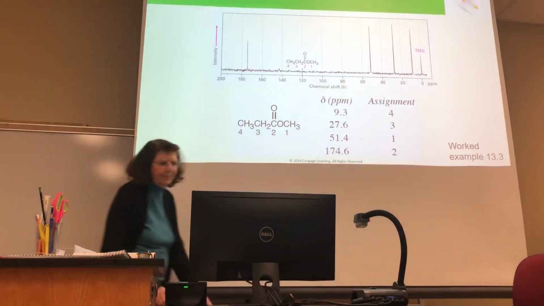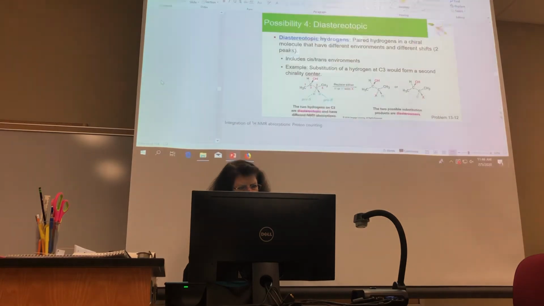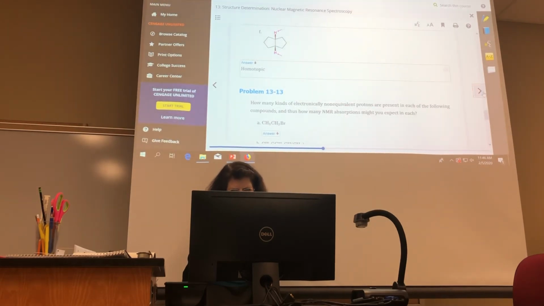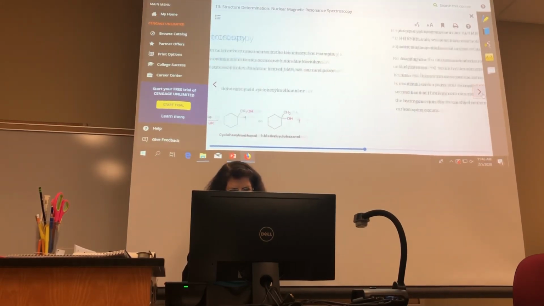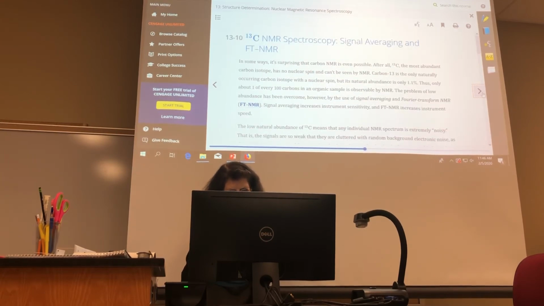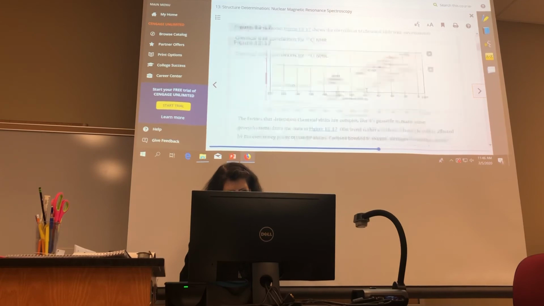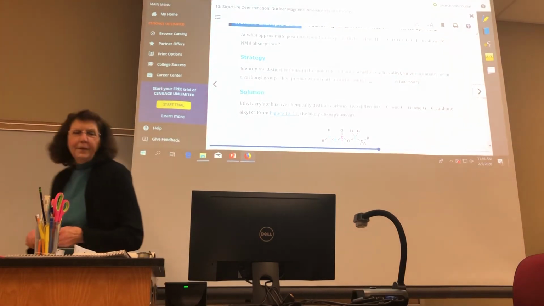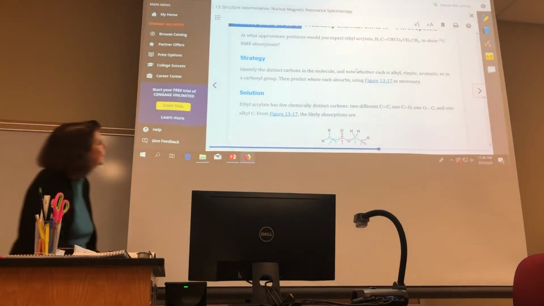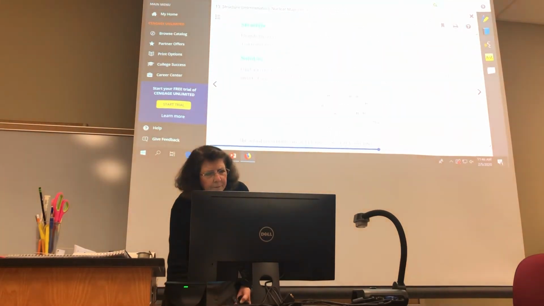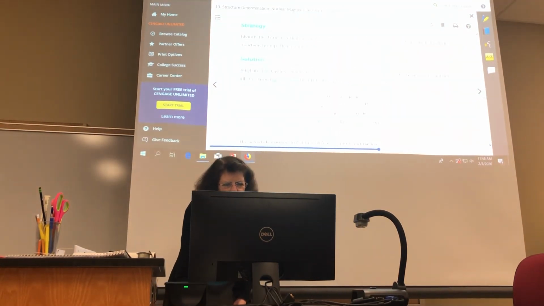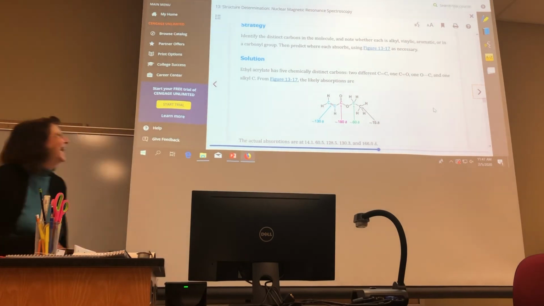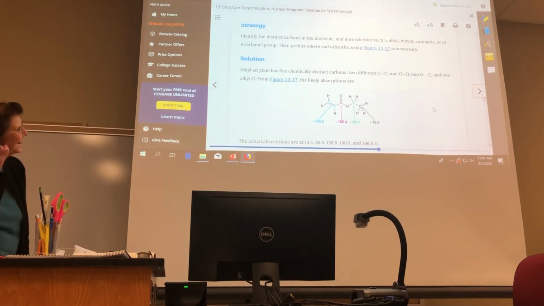Let's look at this worked example. What approximate positions would you expect ethyl acrylate to show in a C13 NMR? Well, you've already seen it. So let's just think about it.